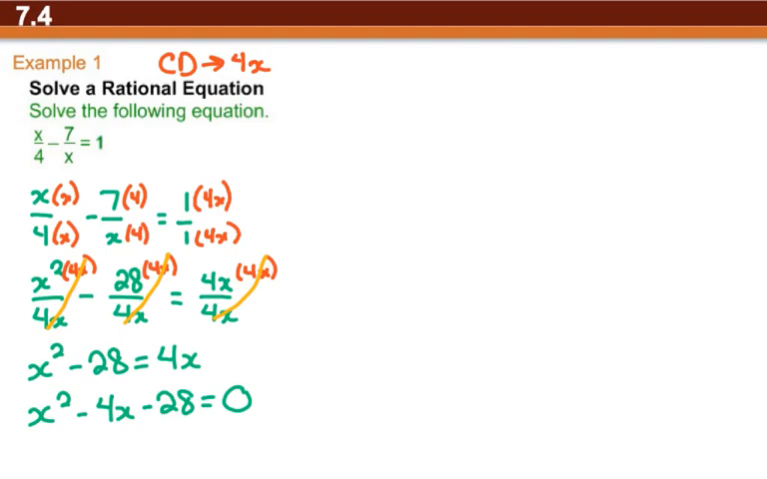So to factor this, we would need two numbers that both multiply to negative 28 and also add to negative 4. And a set of numbers like that doesn't exist. So we will want to look at the quadratic formula for this. Remember, when dealing with quadratic formula, we need to identify coefficients. A, coefficient on x squared, would be 1. B, coefficient on x, negative 4. C, constant, would be negative 28.